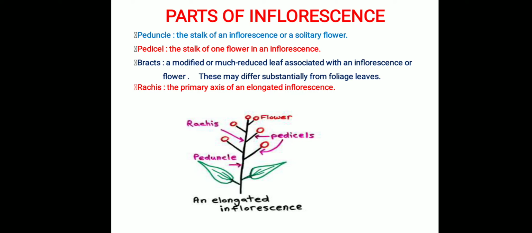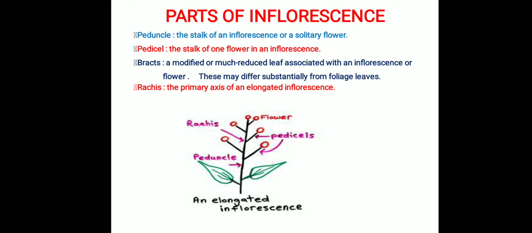The second part is pedicel. Pedicel is the stalk of the flower, with the help of which the flowers are attached on the peduncle axis. The flowers with pedicel are called pedicellate flowers, while the flowers without pedicel or stalk are called sessile flowers. So this is the second part, that is pedicel.